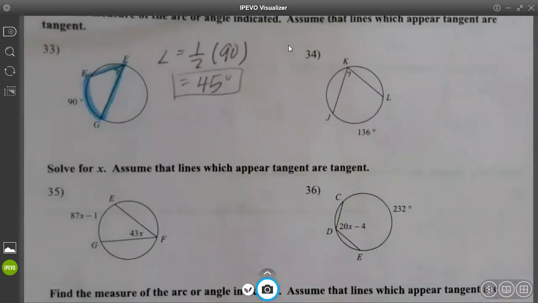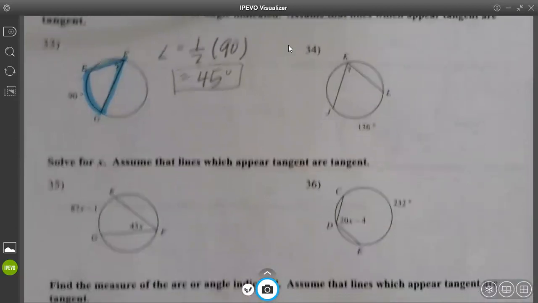34 is the exact same way. 35 is the exact same way. It's just got expressions. 36 is the same. 37 and 38 are also the same. You're just looking for the arc instead of the angle. Same thing, 39 and 40. So 33 through 40 all work the same way.